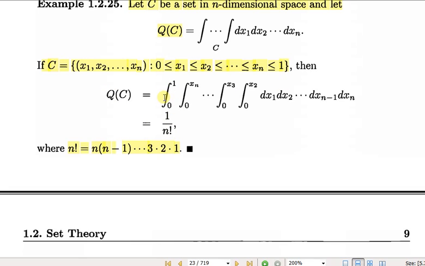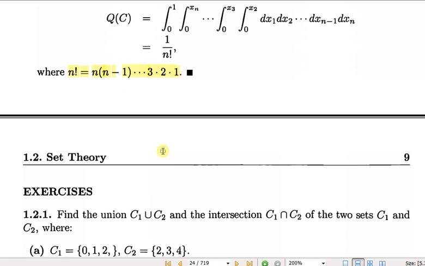The integral from 0 to 1, then 0 to xn, until 0 to x3, 0 to x2, dx1 dx2 up to dxn minus 1 dxn, and the result is 1 over n factorial, where n factorial is n multiplied by n minus 1, multiplied by and so on, multiplied by 3, 2, and 1. Now exercise.